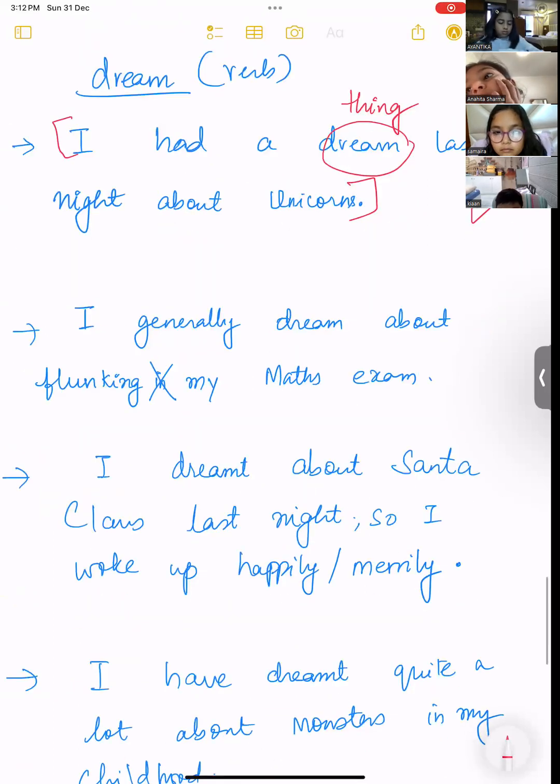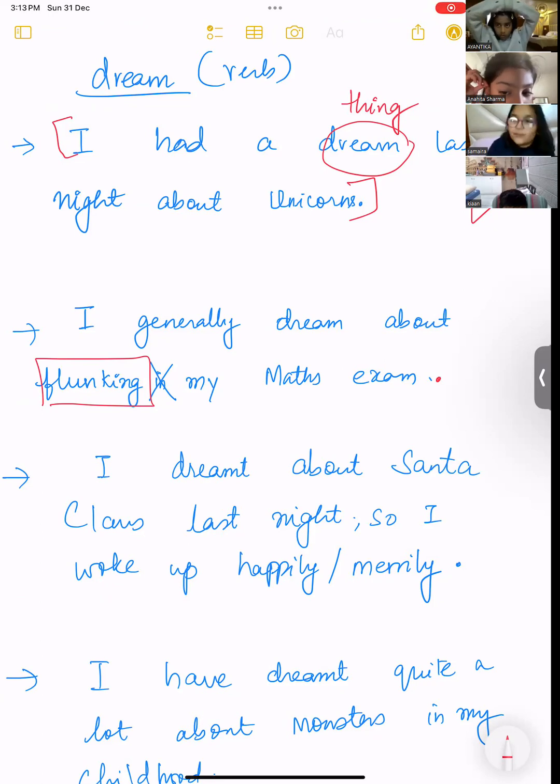My second sentence. I generally dream about flunking my maths exam. Flunking का क्या मतलब होता है? Anyone here knows what flunk means? Failing. Flunking means failing. Add this to your word list. The next time, if you're scared of any exam, say that I am scared that I will flunk my paper rather than saying fail. New word, flunk.